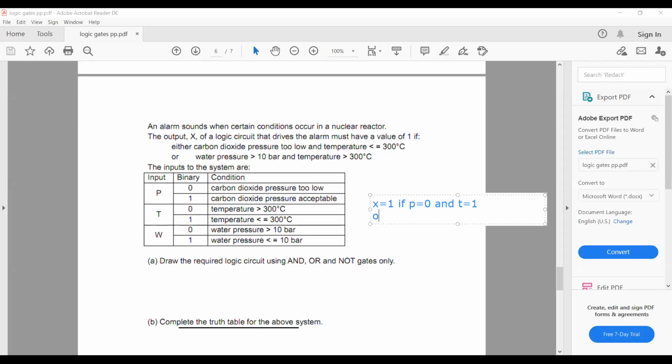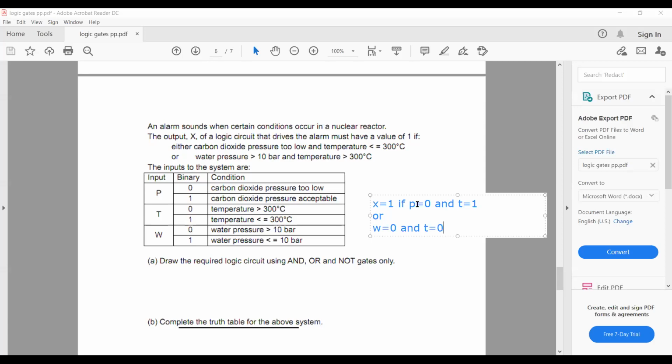Or, they have given in the question, water pressure greater than 10. Water pressure is W. Greater than 10 means 0. So W equals 0. And they have given temperature greater than 300. Temperature greater than 300 means T equals 0.